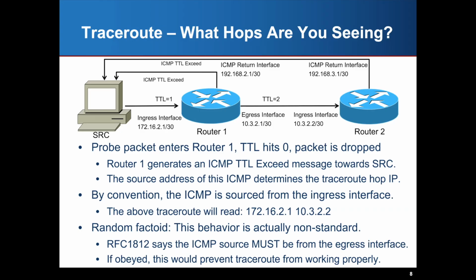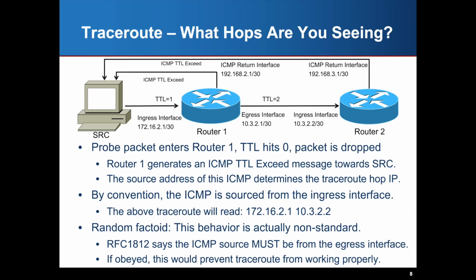So if we look at the traceroute above, we're going to see 172.162.1. So we're going to see that ingress interface coming into router 1, and we're going to see the ingress interface coming into router 2. What you're not going to see is the egress interface or the egress path. You know nothing about that. So the return path coming back to you is effectively invisible. So all those 192.168 addresses on those return interfaces, you have no visibility into.